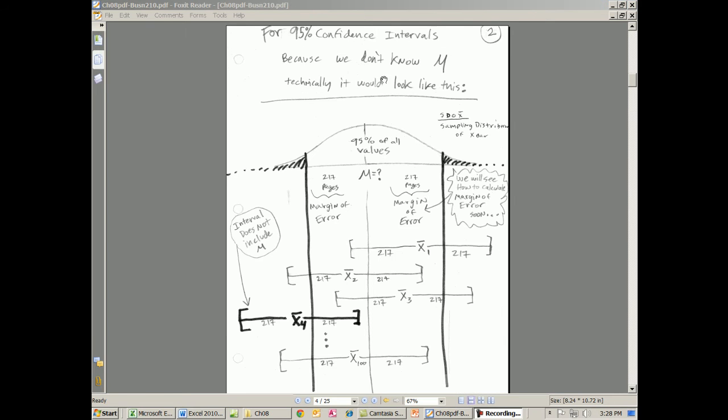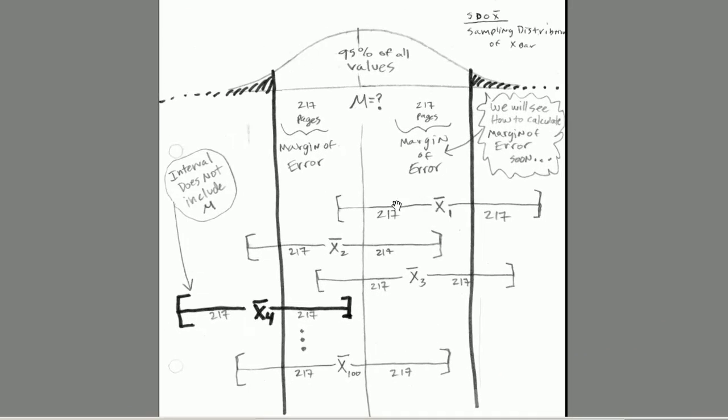For 95% confidence intervals, because we don't know the mu, technically it would look like this. Sometimes our interval would contain mu, right? We don't know this. Mu, here's the sampling distribution of Xbar up here. But down here, we calculate based on our sample mean, our interval. But notice this one theoretically contains this one. This one contains the mu. So does this one. But this one does not.